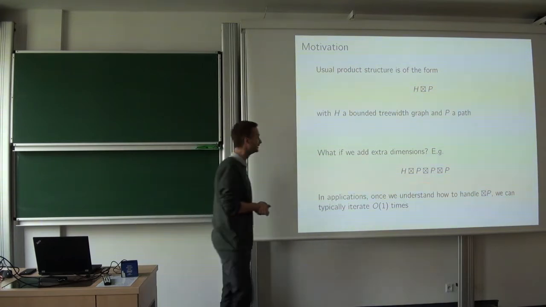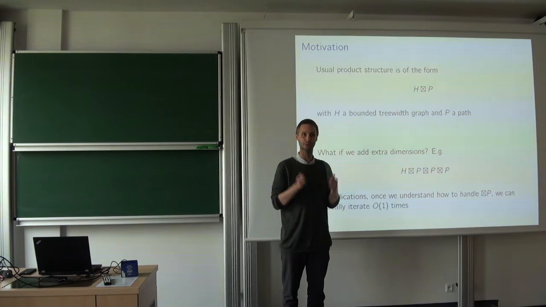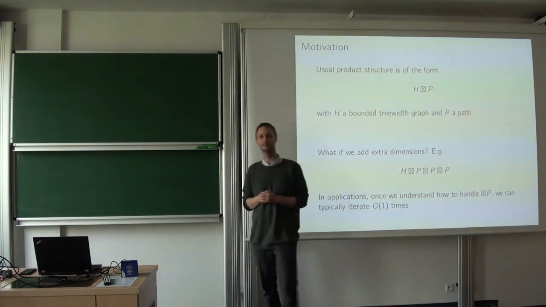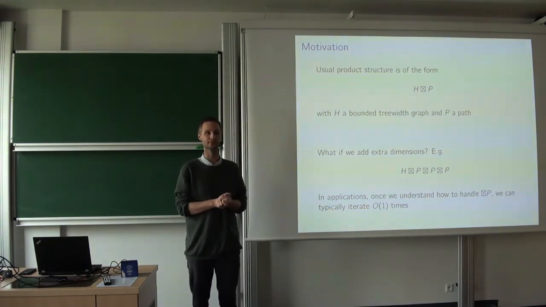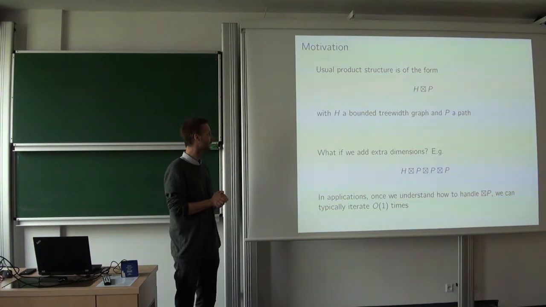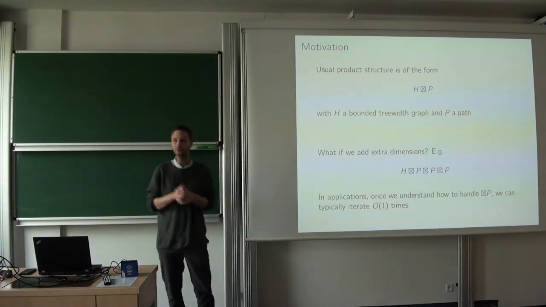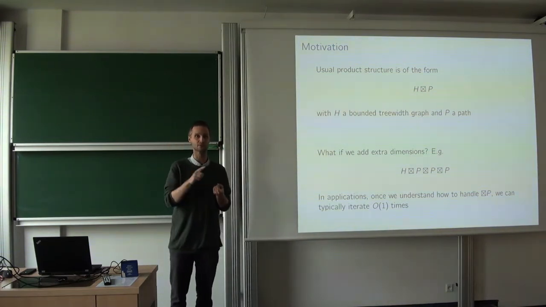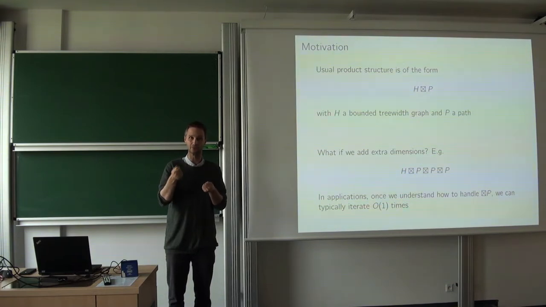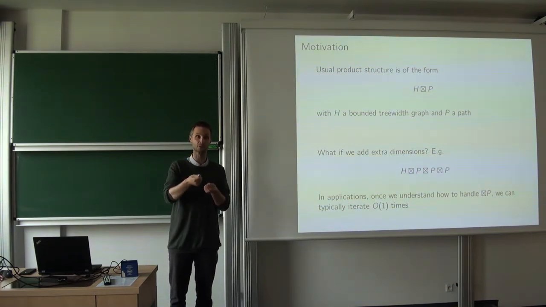To motivate it, let's look at the usual product structure that we looked at this week. It's a product of the form H times P, where H has bounded tree width and P is a path. Right? So this is the product structure we have been looking at so far. And if you think of all the applications that we covered in the course, Q numbers, non-repetitive colorings, and all the others, usually when you understand how to control the problem that you care about, when you take the strong product with a path, usually you can take a strong product with a path again. Like you can iterate, right?